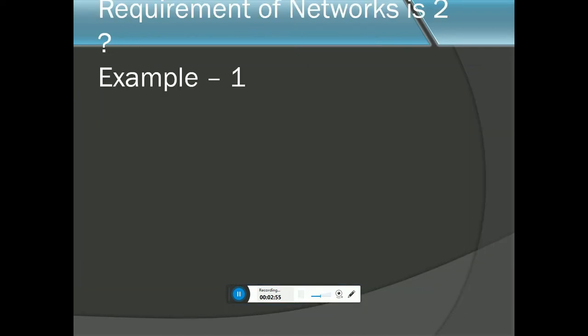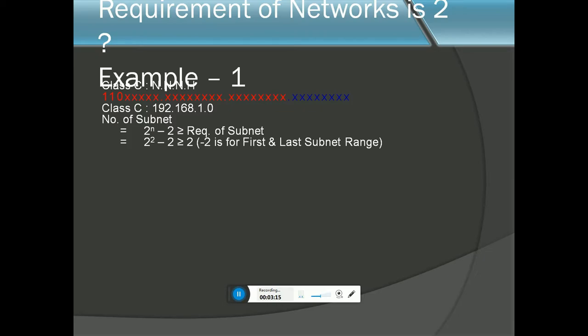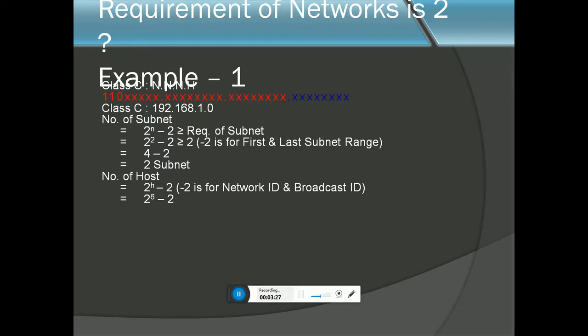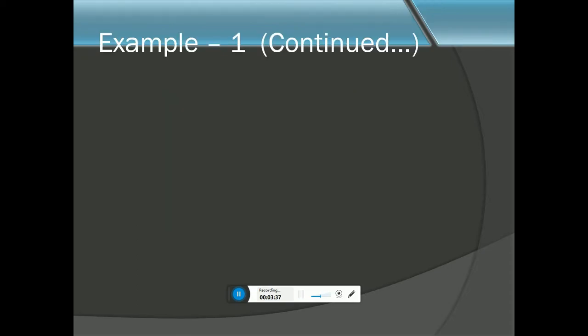Subnet mask example 1: Class C, 2 networks, 2 hosts, 192.168.1.0. Number of subnets is 2^n minus 2. Required subnets are 2; the first and last subnet ranges are excluded, so 4 minus 2 is 2 subnets. Number of hosts is 2^h minus 2, with 2 for the network ID and broadcast ID. 2^6 minus 2 is 64 minus 2, 62 hosts, 2 subnets.